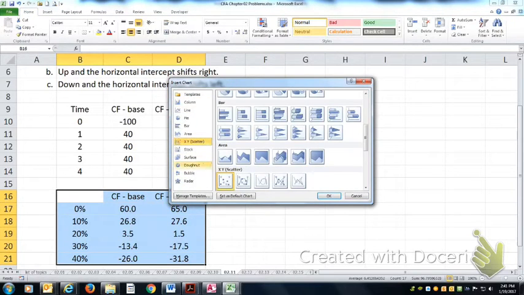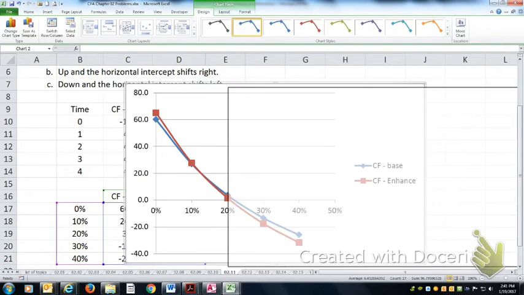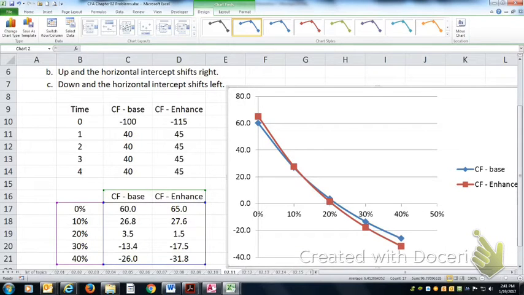using an XY graph, the XY graph on the x-axis is the discount rate, and on the vertical is the NPVs. So an NPV profile is just a graph at different discount rates of the net present value. Alright, so for the base case, this is the light blue line here. What we see is that there's been a shift in the slope of the line. The enhanced actually went higher.